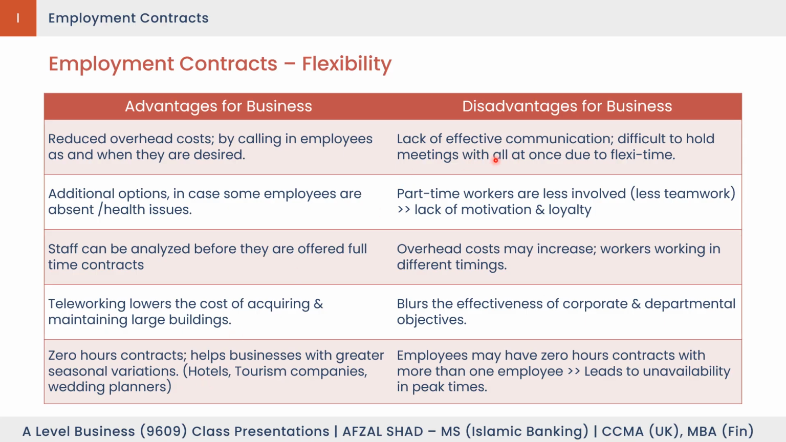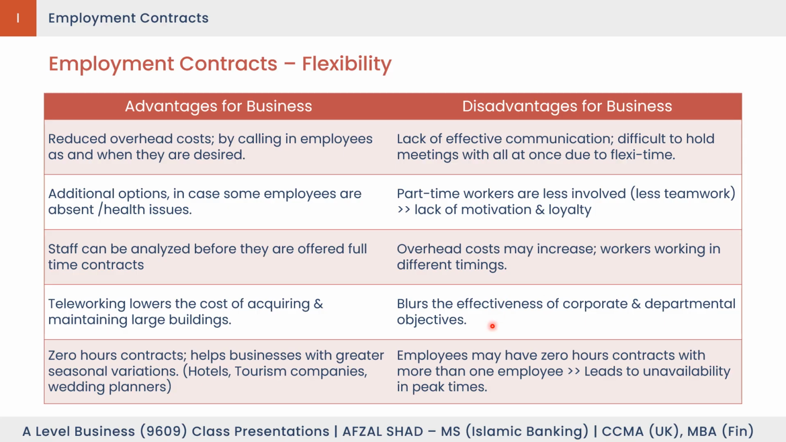Disadvantages to the business, quickly: lack of effective communication, difficult to hold meetings with all at once due to the flexi time. Obviously, you cannot hold the meetings. One is coming at 11 a.m., other is coming at 3 p.m. All of them cannot be joined together. Second, part-time workers are less involved, less teamwork, lack of motivation and loyalty for the business. Permanent employees are more loyal to the organization. Part-timers are less loyal to the organization. That is always the case. Then the overhead cost may also increase, with workers working in different timings. So sometimes you are saving the cost, but other times you may increase the cost, because with flexi time, some of them are coming in the morning, some of them are coming at late nights. So your office is working for 24 hours, more or less.